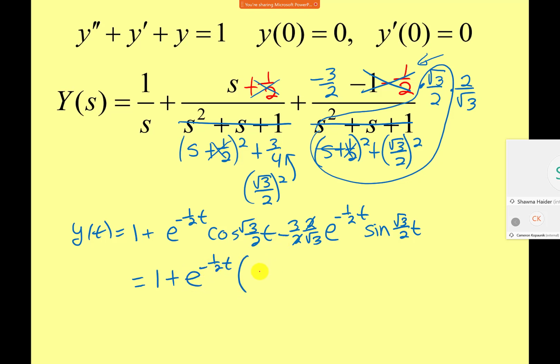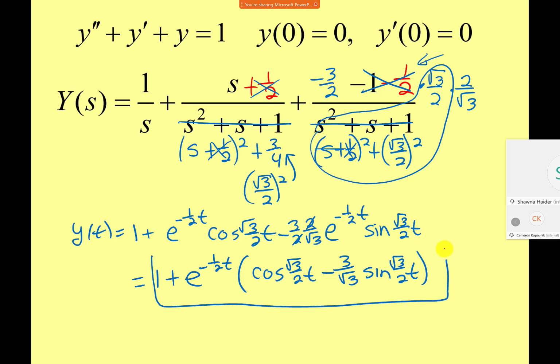So final answer, 1 plus e to the minus 1/2 t, and you can leave it there, but I think I'm going to factor it out. So cosine square root 3 over 2 t, and then minus 3 over square root 3 sine square root 3 over 2 t. That's kind of the way we're used to seeing those answers listed. That is the correct answer.